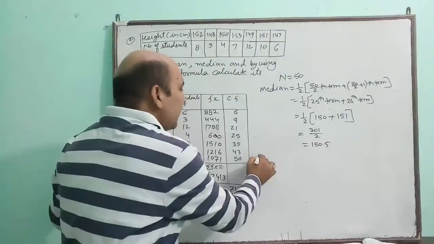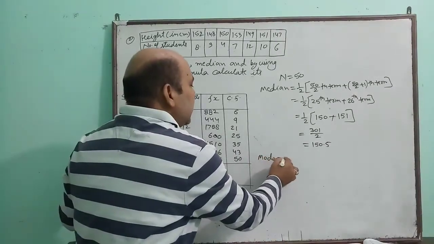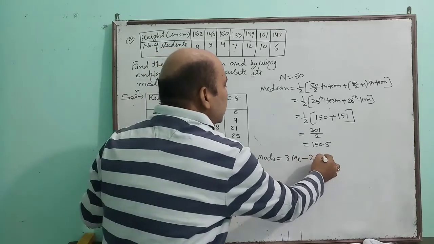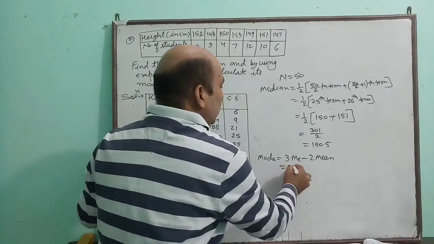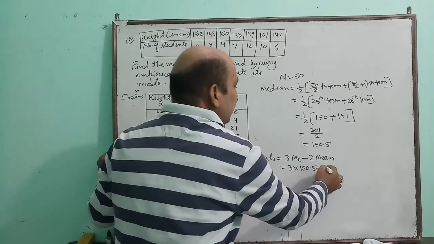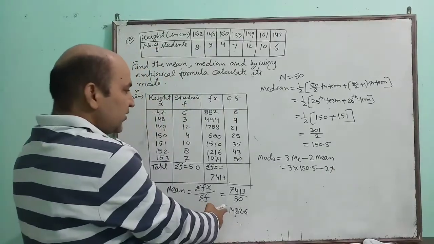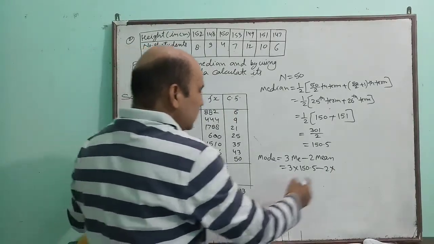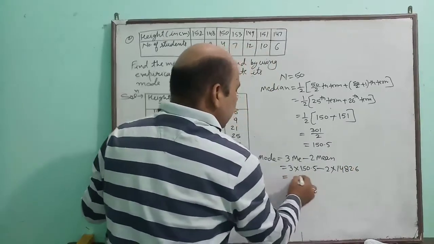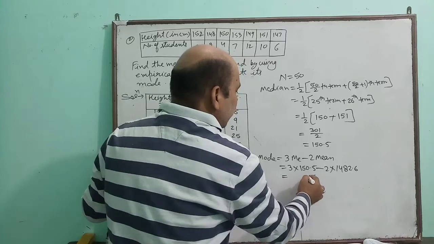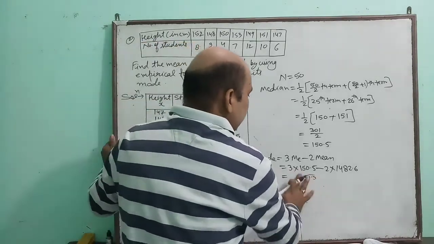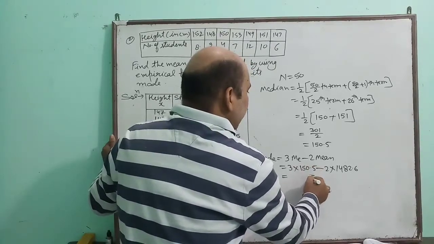Okay. Now we will find the mode. The empirical formula for mode is 3 times median minus 2 times mean. Now put the value and calculate it. 3 into 150.5 minus 2 into, see here, 1482.6. 3 into 5, 15. See this one, 4000. Something is wrong.